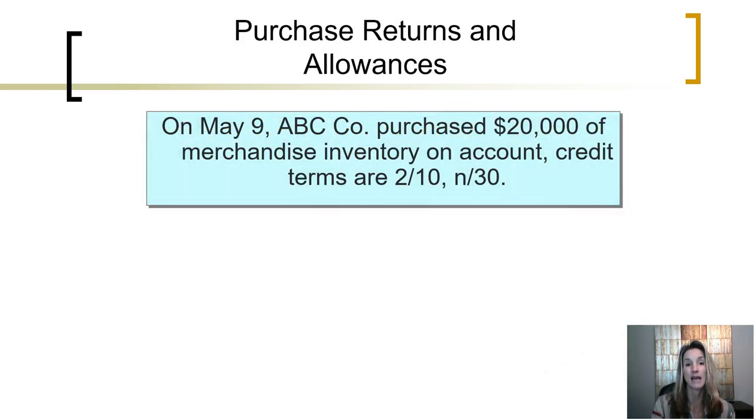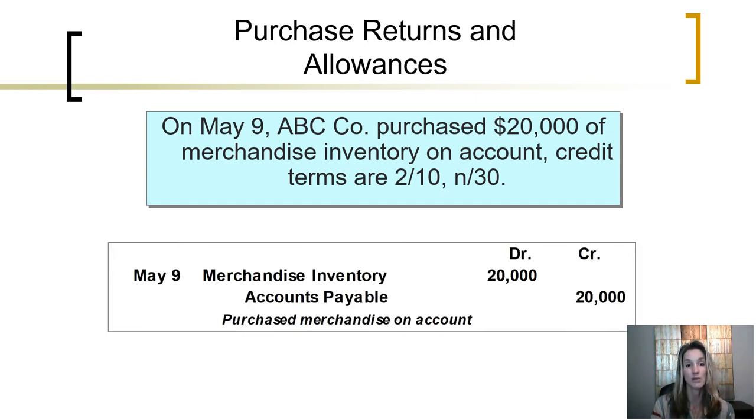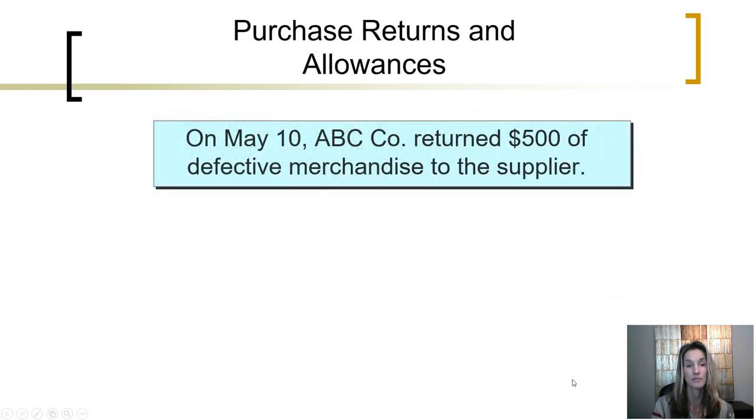So if on May 9th, ABC purchases $20,000 of inventory on account, credit terms are 2/10 net 30. The purchase journal entry will be a debit to the inventory account to increase and a credit to the liability account to increase. The next day, ABC returned $500 of that inventory to the supplier.